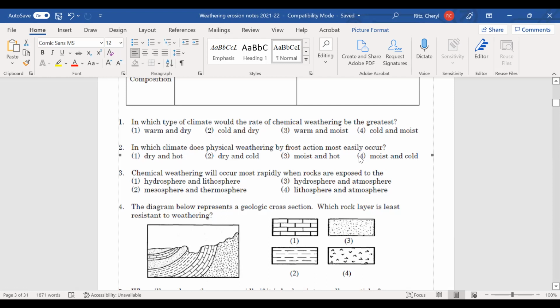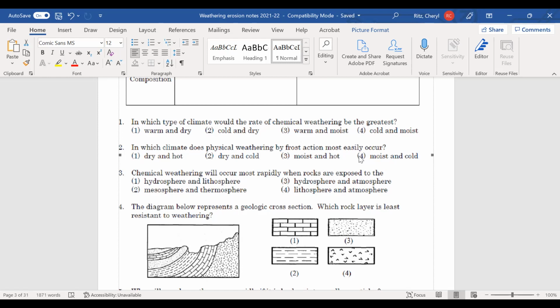Question 3, which brings back some old stuff we learned. Chemical weathering will occur most rapidly when rocks are exposed to... Back on page 2, what did we need to make oxidation? Flip back and look. You need oxygen. What do we need for carbonation? Carbonation is acid rain, so again, we need water. And for hydration, water weakens the rocks. Again, you need water. So to do the most chemical action, we need air and water.